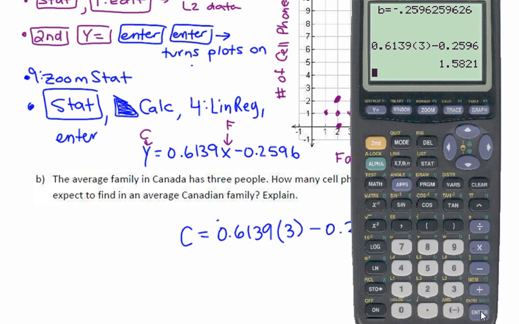Okay, so approximately, did you get the same thing? 2 decimal places maybe? 1.58 cell phones on average.